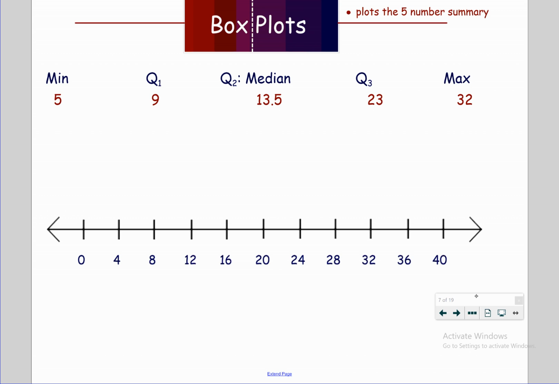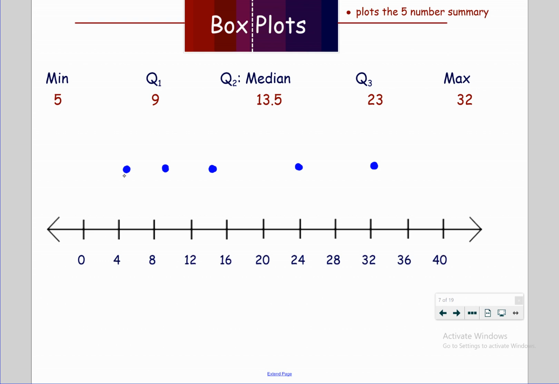When you make it, a box plot either goes above or below the number line. Doesn't really matter which way. Usually it's above, but if you want to do below the number line too, that's fine. All right, we're going to make dots above at each of those 5 values, okay? So 5, 9, 13 and a half-ish, 23, and 32.